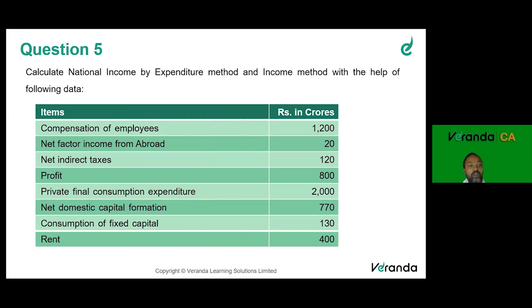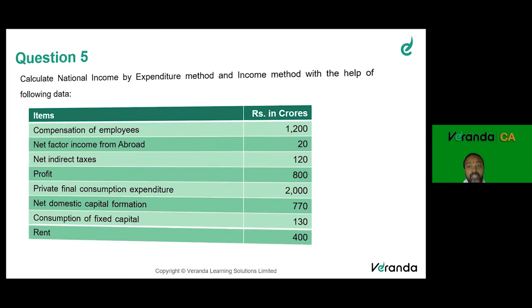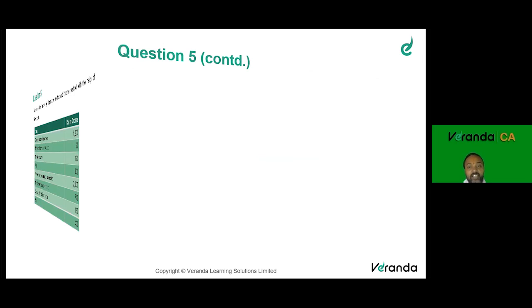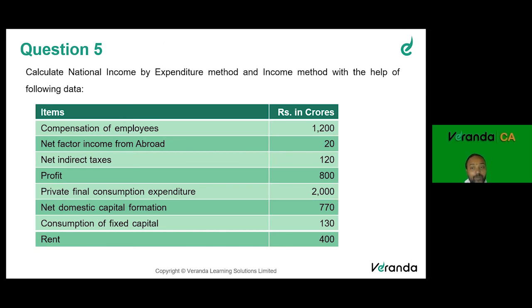So we need to add private final consumption, 2,000 crores. And then we also need government final consumption expenditure, 1,100 crores. And there is something called the domestic capital formation, 770, and consumption of fixed capital, 130, we have to consider. And anything else in this page? No.